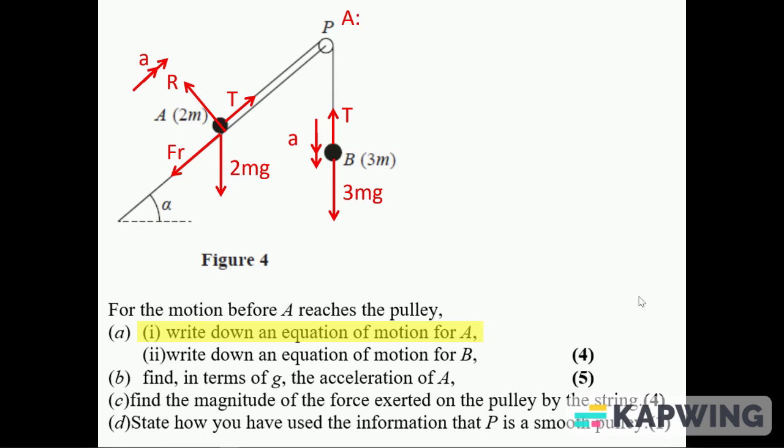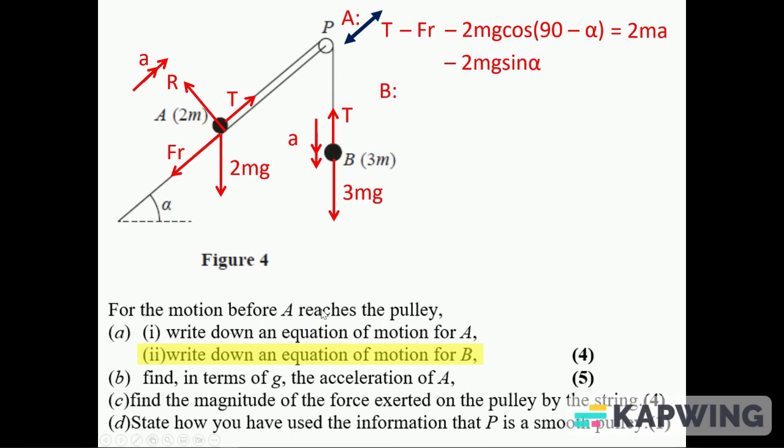Equation of motion for A. So we'll look at the forces parallel to the plane and use F equals ma. T is in the positive direction because it's pulling up the plane. The friction is in the negative direction because it's trying to slow it down. Then there's the component of the weight. This angle is 90 minus alpha, so the component of the 2mg is 2mg cos(90 minus alpha). All that's equal to 2ma, mass 2m multiplied by the acceleration. And I could write the 2mg cos(90 minus alpha) as 2mg sin alpha, exactly the same thing.